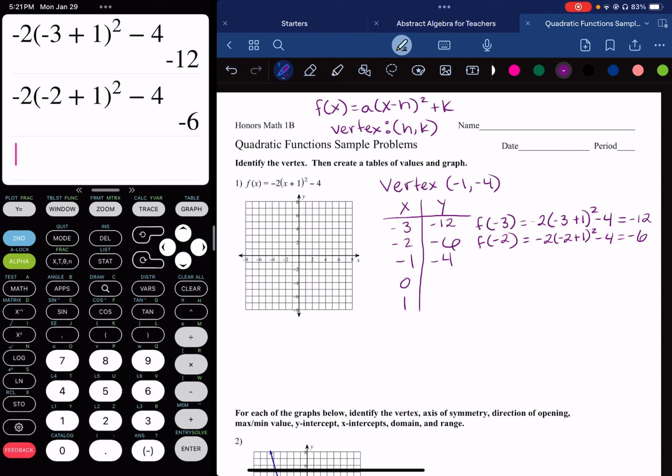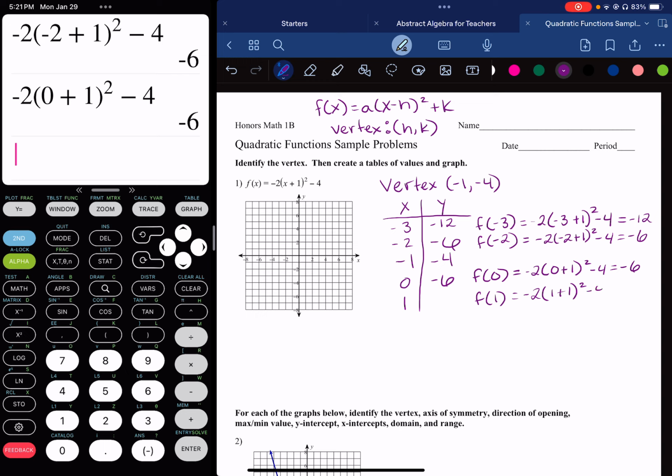Okay, we can skip the center row because we already have the -4 on the y side, and then we go to do f of 0. -2, parenthesis, 0 plus 1, squared, -4. And then I type that in the calculator, and I get -6 again. And then the last one, f of 1, replacing x with 1 in the equation, and then calculating, we get -2 times (1 plus 1) squared minus 4. And that's -12.